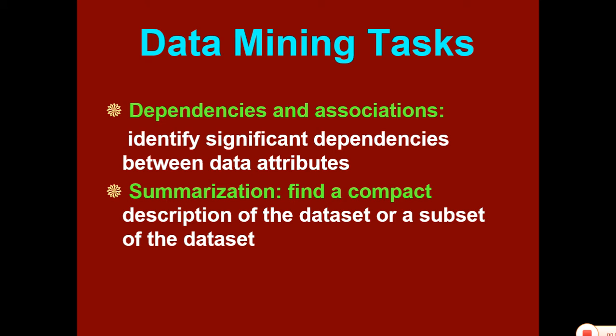Another is dependencies and association. What is association? It is nothing but identifying the significant dependencies between the data attributes. For example, find all items which are frequently purchased with milk, which is referred to as an association group. So definitely you are going to find out the description of a data set and a subset of a data set, and you are going to get it as an output.